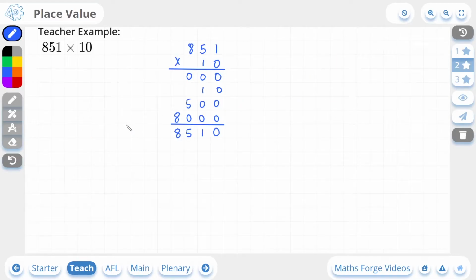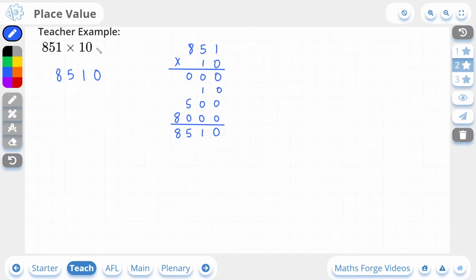Okay, so for example 2, we're going to have 851 multiplied by 10. So I've just written out this calculation using the column method, and you can see that the answer is 8,510. So the answer looks nearly identical to the actual number in the question, 851. It just has a 0 added on at the end. So this quick way of working it out can actually apply to multiples of 10 as well.